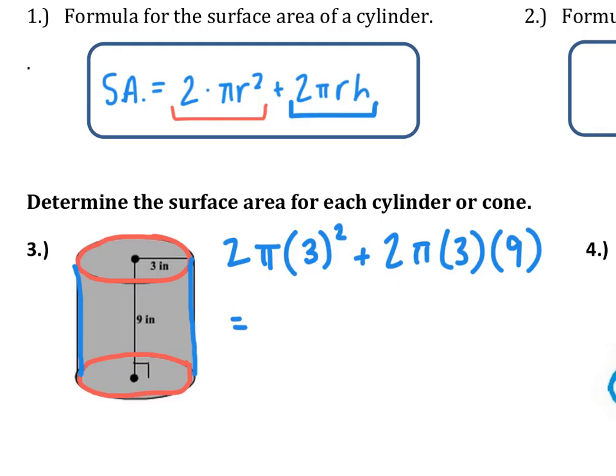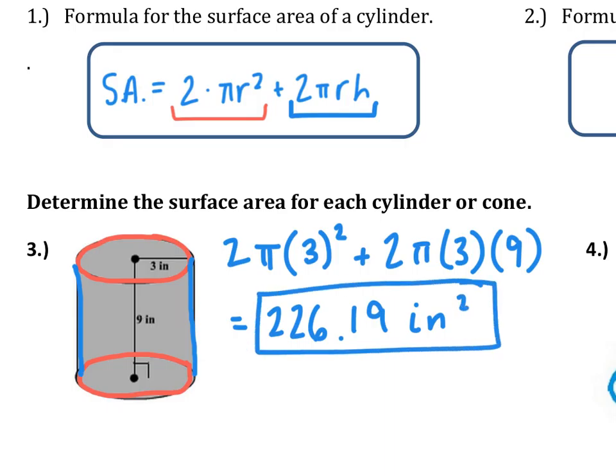When we plug that in, we get 2 times pi times 3 squared plus 2 times pi times 3 times 9, and it is 226.19 inches squared. And that's how you find the surface area of a cylinder.